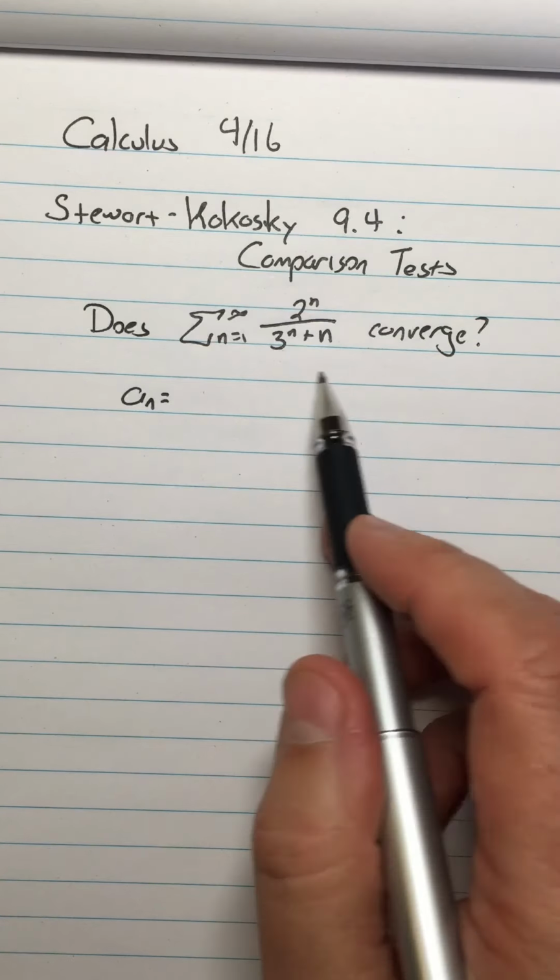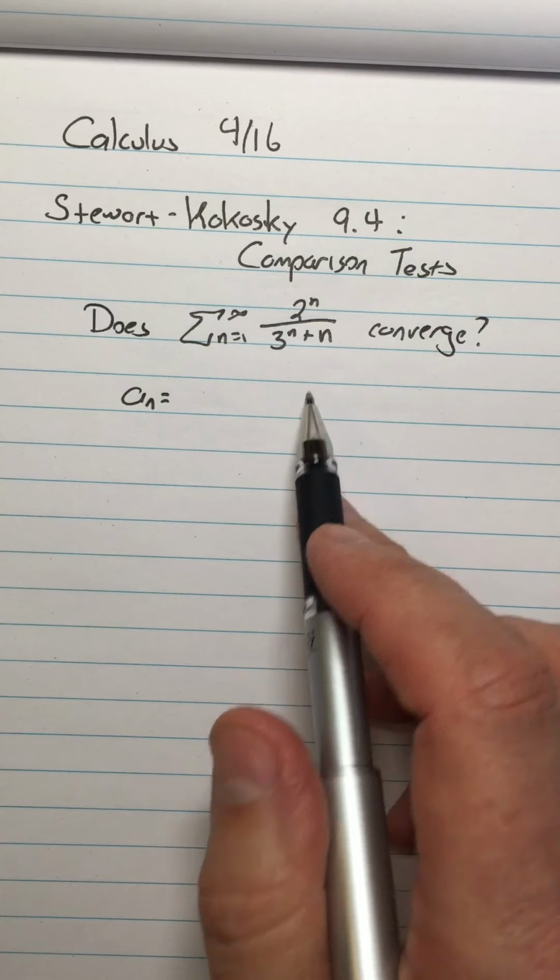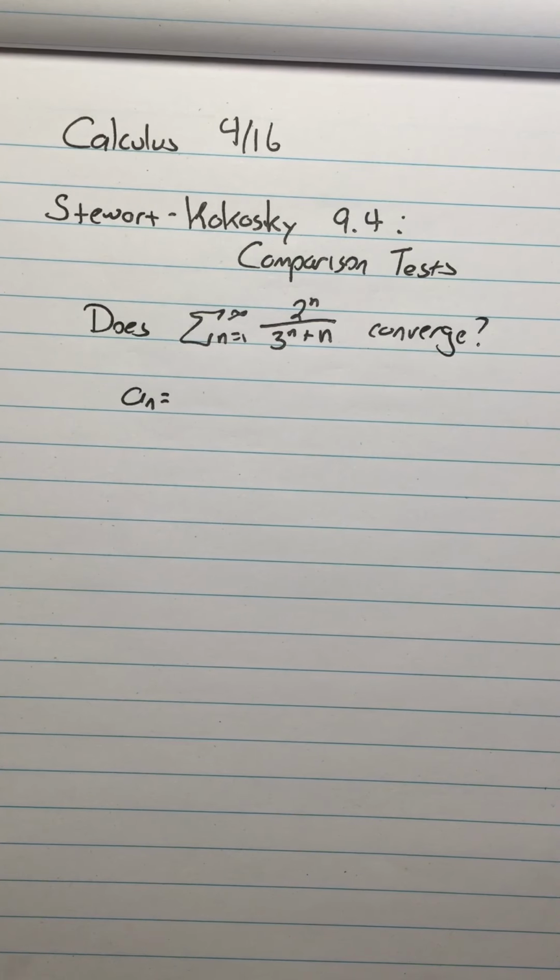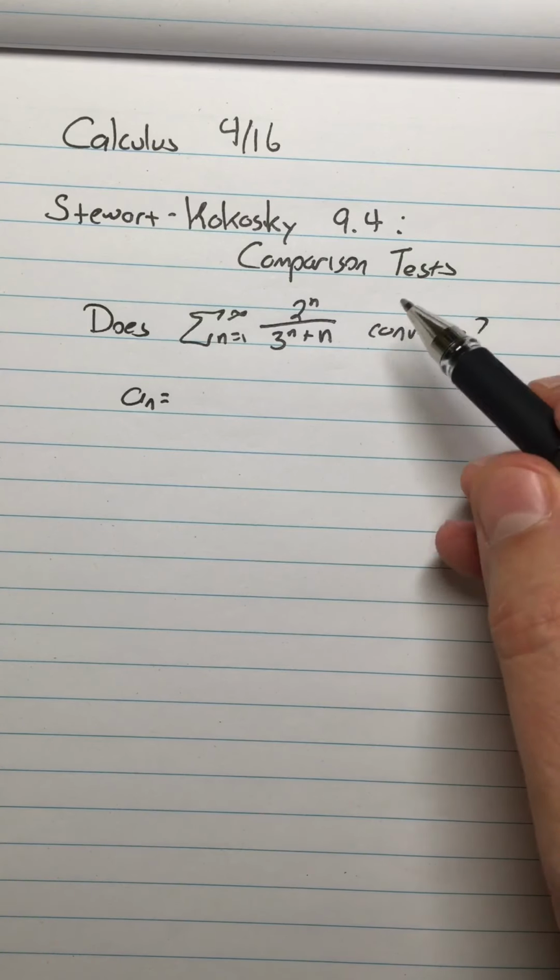So one thing we can do with this series is we can look at it and say, there are two series that I know about. I know about geometric series and I know about p-series. I know quite a lot about those two. Is this one of those? You can kind of look at it and see that it's not.